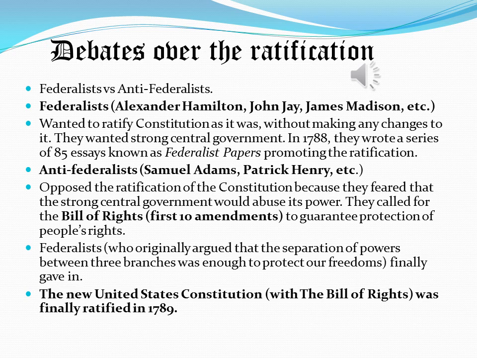So there was also a group of people known as the anti-federalists. Samuel Adams and Patrick Henry were two of those people. So what they did was they opposed the ratification of the Constitution because they feared that the strong central government would abuse its powers. Basically, they didn't want a new king.